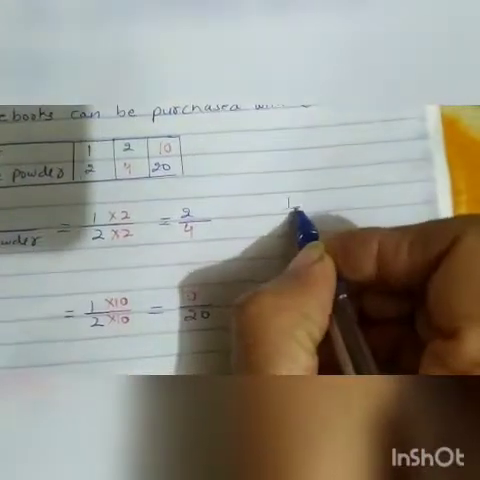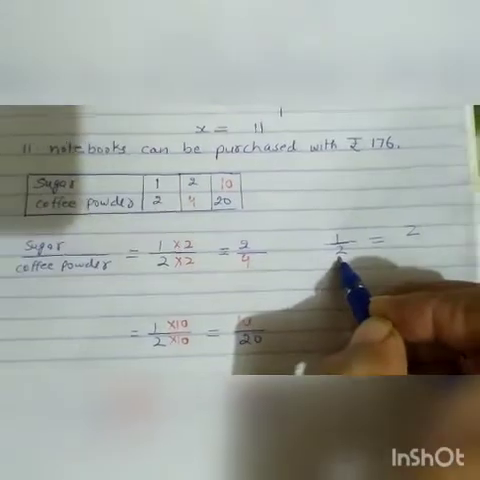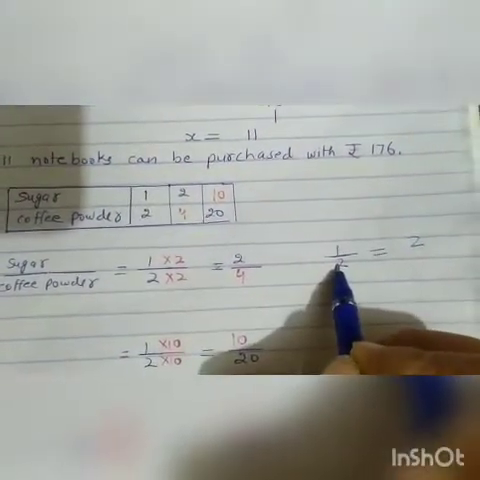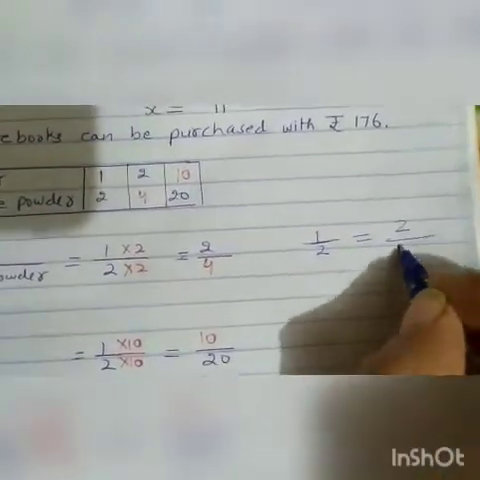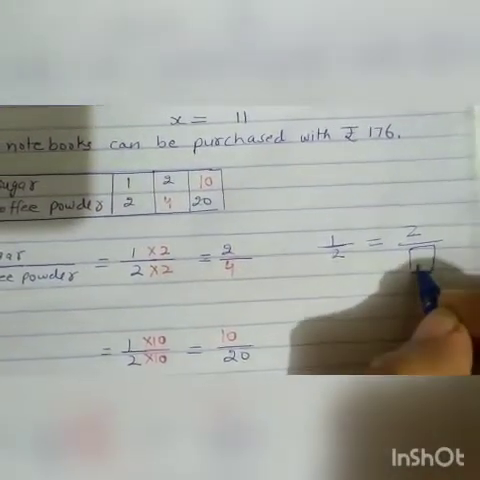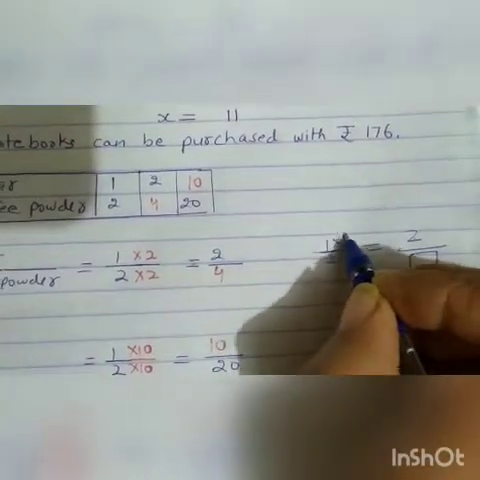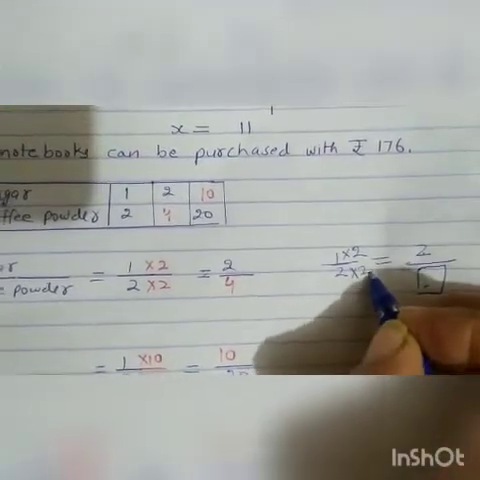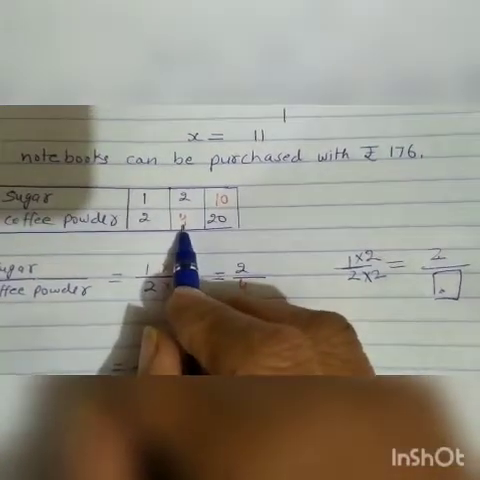So students, how can we do it? See here, it is 1 upon 2, this is sugar and this is coffee powder. Sugar 1 teaspoon, coffee powder 2 teaspoons. Then in the second case, sugar is 2 teaspoons. What is the quantity of coffee powder? See, if we multiply this 1 by 2, we get 2. Then you will also multiply here by 2. Then 2 twos are 4. We will write 4 here.